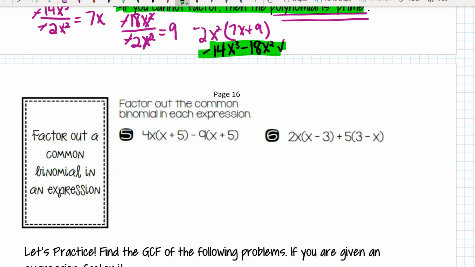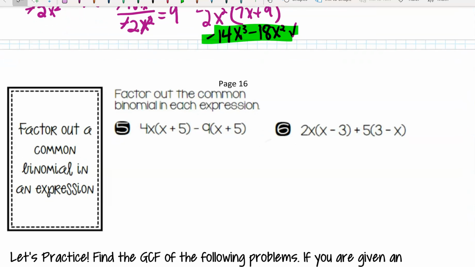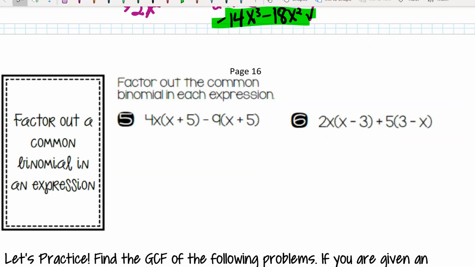So we're going to factor out a binomial expression. So we don't just have a GCF that's a number and a variable. We have a binomial expression. So for number 5, I have 4x times x plus 5, and then I have minus 9 times x plus 5. So you can physically look at this and say, well, they both have this x plus 5 in common, so why don't I just take that out?